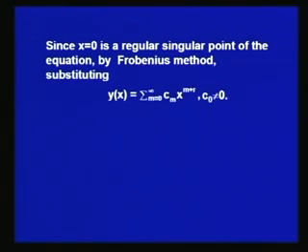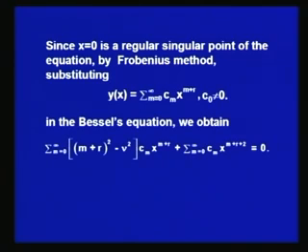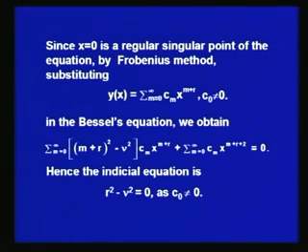Now, from the differential equation it is clear that x equal to 0 is a regular singular point of the differential equation, and so we can apply Frobenius method to this differential equation. Let us therefore substitute y equal to sigma m equal to 0 to infinity c m x to the power m plus r, where c naught is not equal to 0, in the Bessel's equation. After simplification we will obtain sigma m equal to 0 to infinity ((m plus r) whole square minus nu square) into c m x to the power m plus r plus sigma m equal to 0 to infinity c m x to the power m plus r plus 2 equal to 0.